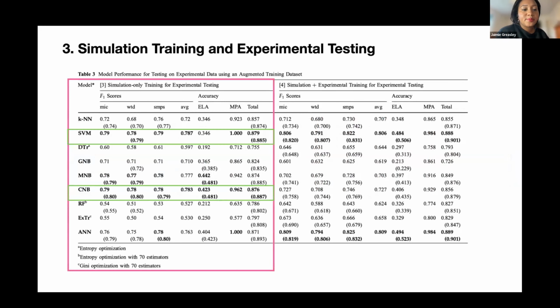For simulation training and experimental testing, we have the SVM and the complement naive Bayes, which got total majority phase accuracy for SVM.